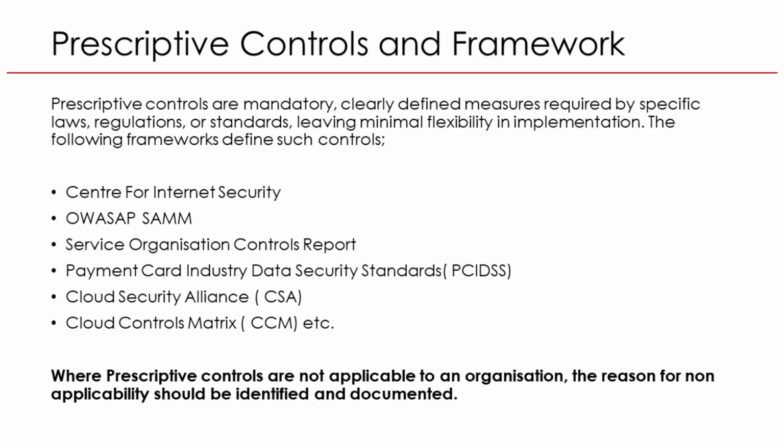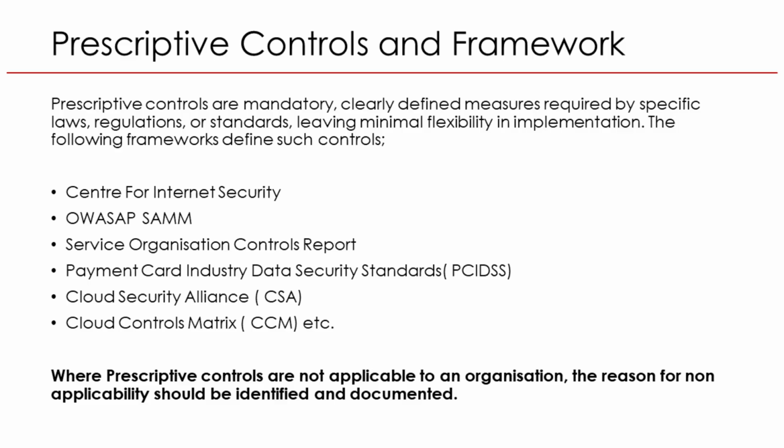Prescriptive controls are mandatory rules or requirements set by laws, regulations, or industry standards. They tell organizations exactly what must be done, leaving little or no room for flexibility. For example, the Payment Card Industry Data Security Standard, PCI DSS, requires all businesses that handle card payments to encrypt customer card data. This isn't optional.